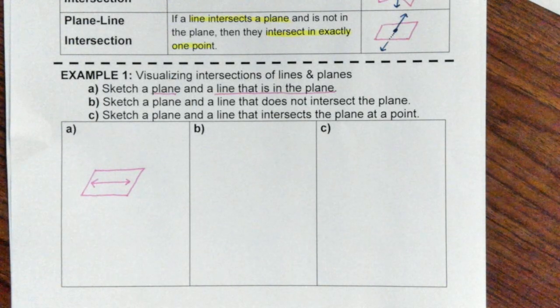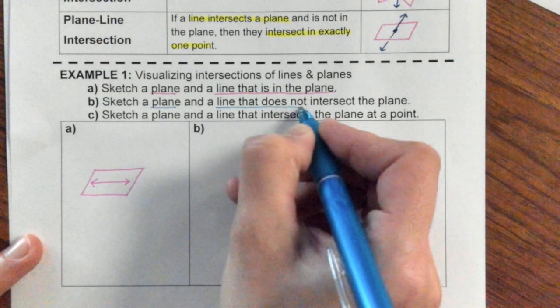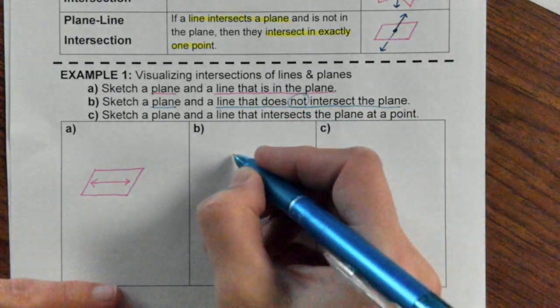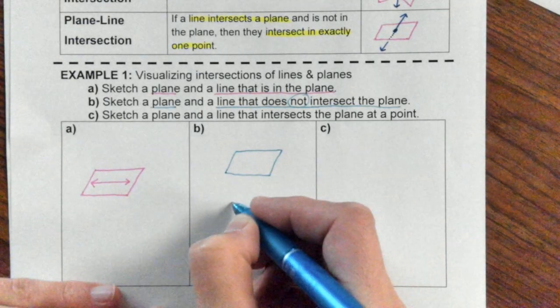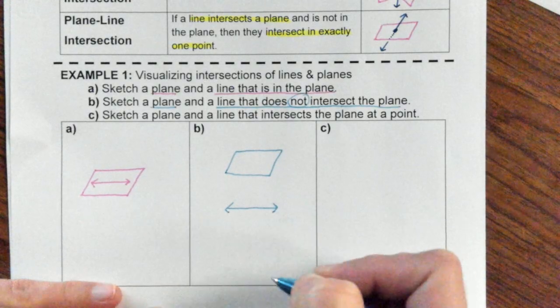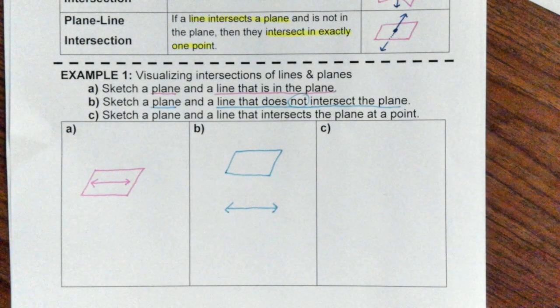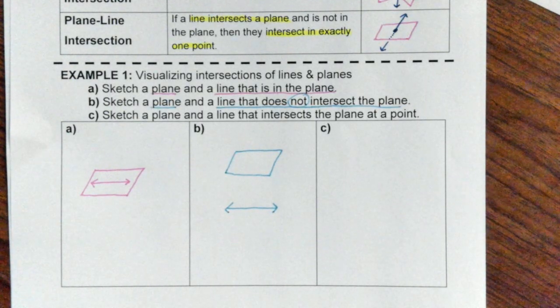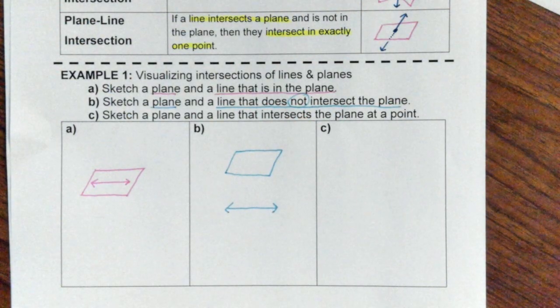The next one that we're going to sketch here is going to be a plane and a line that does not intersect the plane. So what happens here is we're going to have a plane, and we're just going to have a line somewhere down here. We're going to want this running parallel with the plane so that they never intersect, because we don't want it intersecting. It says line that does not intersect, so these have to be parallel.